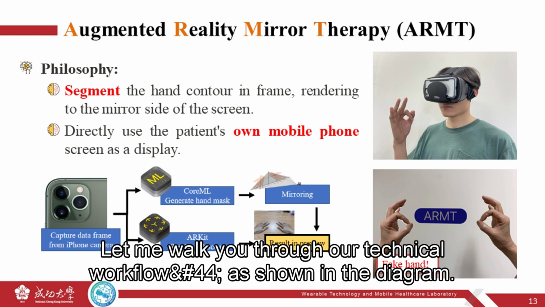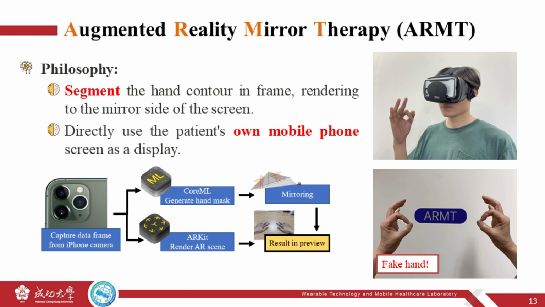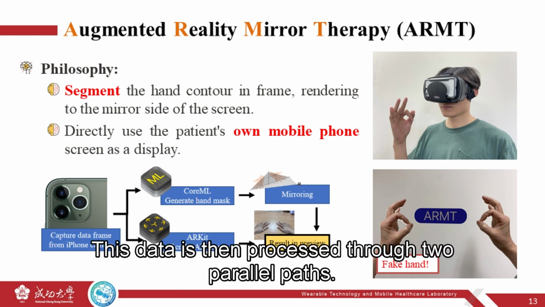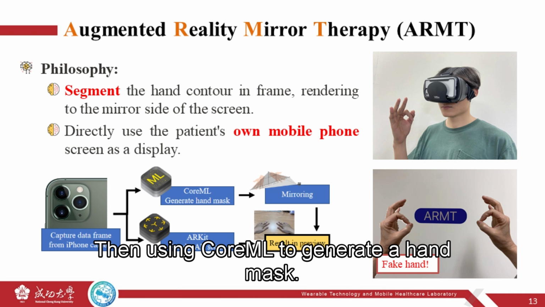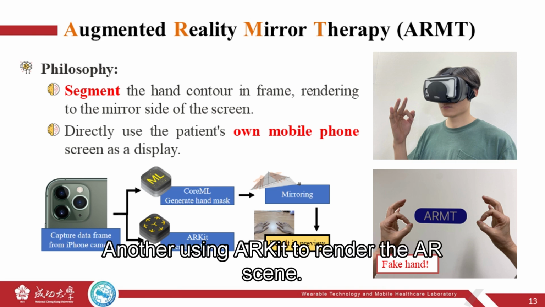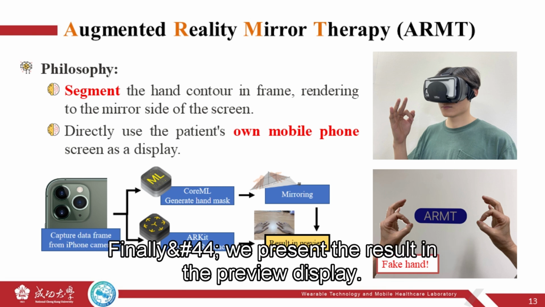Let me walk you through our technical workflow, as shown in the diagram. We start by capturing data frames from the iPhone camera. This data is then processed through 2 parallel paths: one using Core ML to generate a hand mask, another using ARKit to render the AR scene. These elements are then combined through our mirroring process. Finally, we present the result in the preview display.